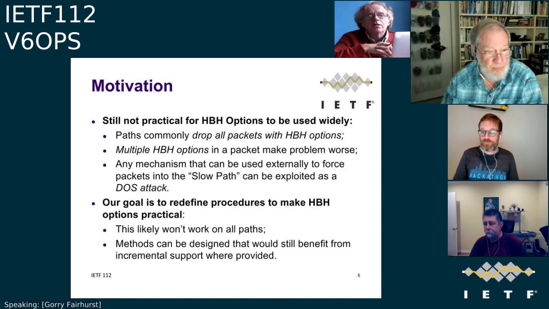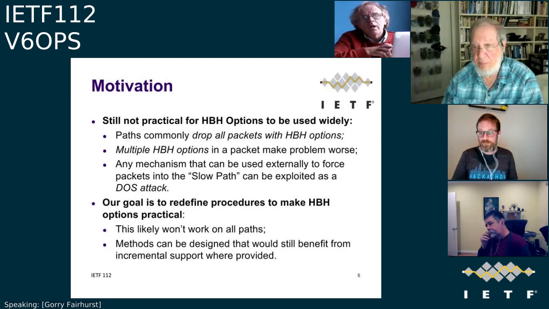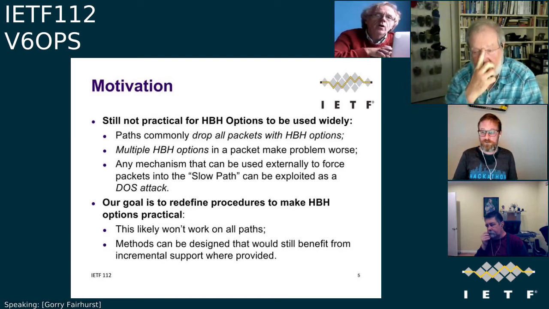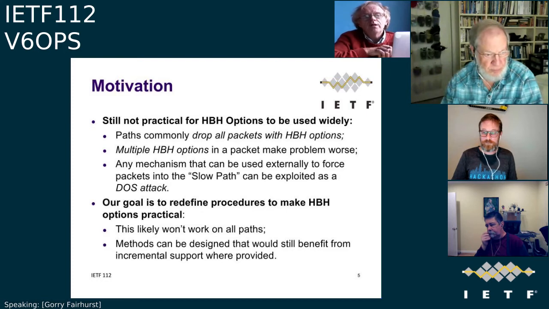So the goal is to redefine the procedures to make hop by hop actions practical. And we know it won't work on all paths, so this isn't saying, hey, we'll write an RFC and change all these routers. But what we think it can do is we can encourage a design and deployment case where it starts to work in places. And the incremental use of this is something you can do and get benefit from with some uses of hop by hop options. So that's what we're trying to do. Get started across longer paths.